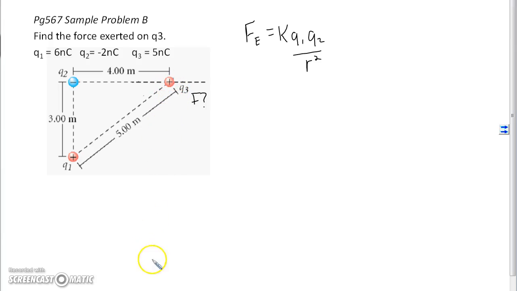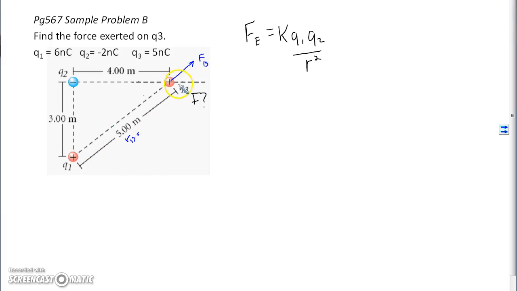So the first thing I'm going to do, and I guess I'll do it in color, is mentally figure out what charge 1 is going to do to charge 3. Let's ignore all the effects of charge 2 and just look at charge 1. Charge 1 is positive, charge 3 is positive, so this is going to be a push away, like that, F. And I'm going to call this the force of 1 onto 3. And this will be the radius, or the distance of 1 onto 3 right here, this 5 meters.